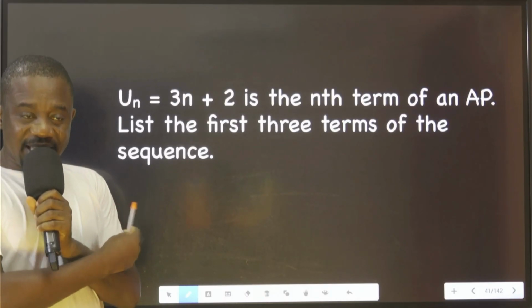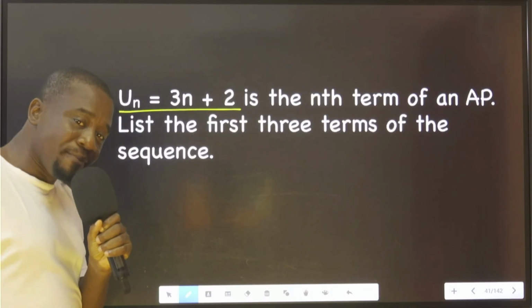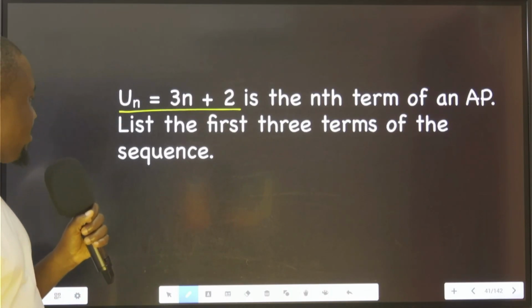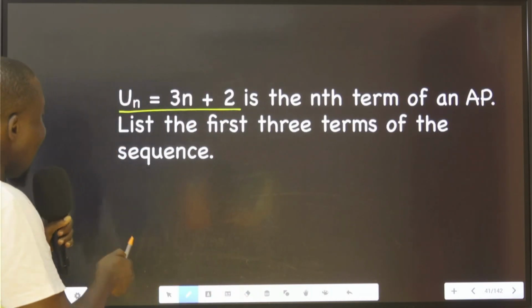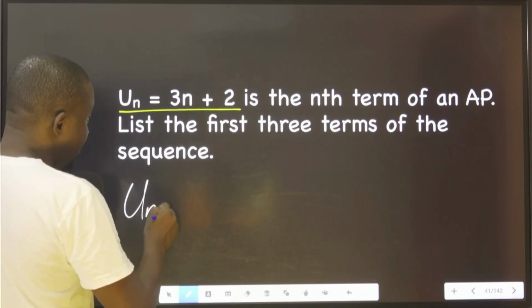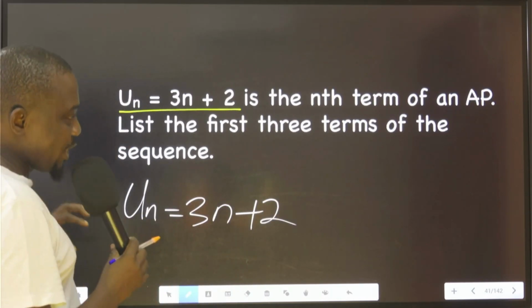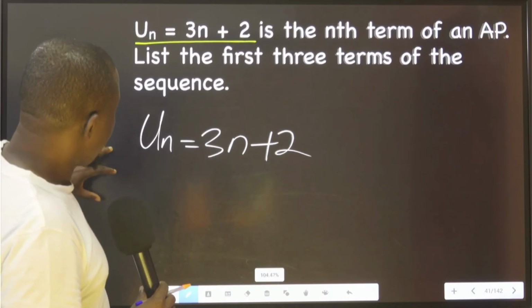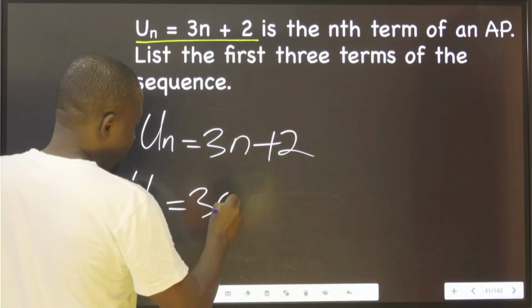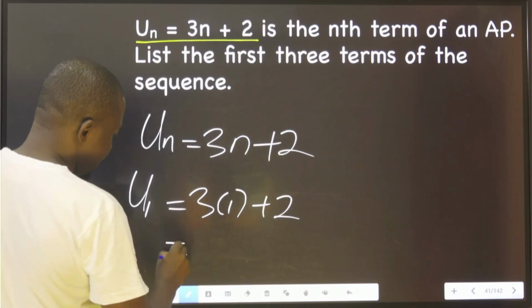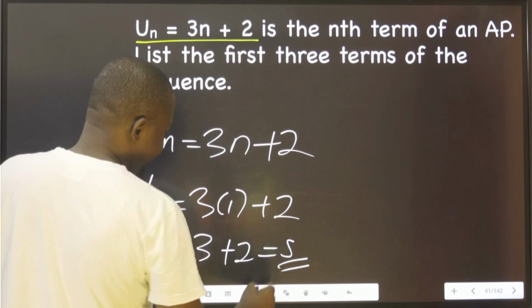Let's look at this. It says, if this is the nth term of an AP, we should list the first three terms. Okay? Now we have this for a particular AP. To get the first one, we put one here. That is 3 plus 2 equals 5.